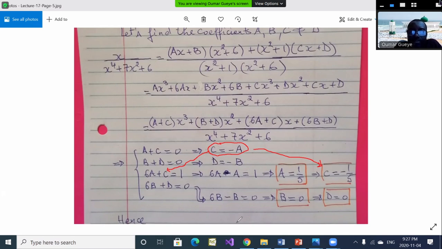Is that okay? All right. Now we're just going to change the color.